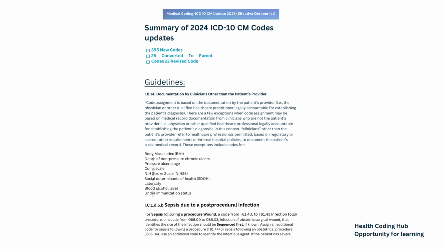Chapter 1, sepsis due to post-procedural infection. The guidelines for Chapter 1 have been slightly updated. If a patient has sepsis following a post-procedure wound, we should use a T code, but for obstetric patients we should use an O code, which takes precedence over everything else. The obstetric codes should be sequenced first, followed by an additional code for the sepsis following a procedure, T81.44 or O86.04.